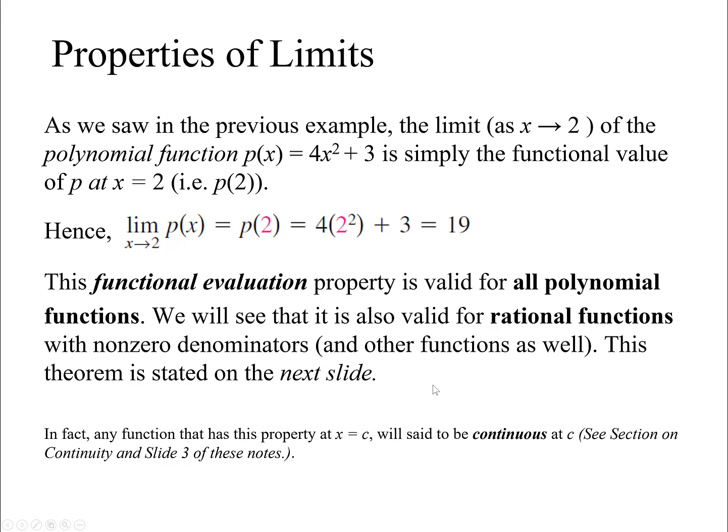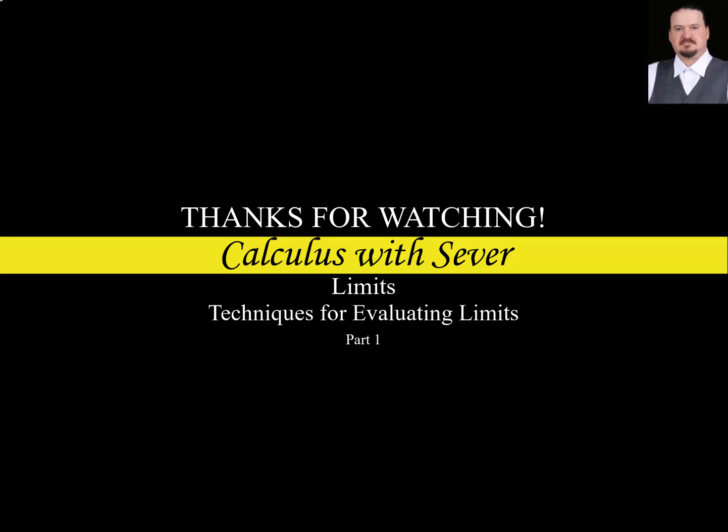Let's see what this says. This function valuation property is valid for all polynomial functions. Of course, that statement would have to be proven. We will see that it is also valid for rational functions with non-zero denominators and many other functions as well. And remember, a rational function that has a non-zero denominator at a particular value says that that value of c is in the domain. And again, we have a remark here that actually what we're doing is building to this notion of continuity, which you may have already read by the time that you're seeing this video or reviewing it on a subsequent viewing.